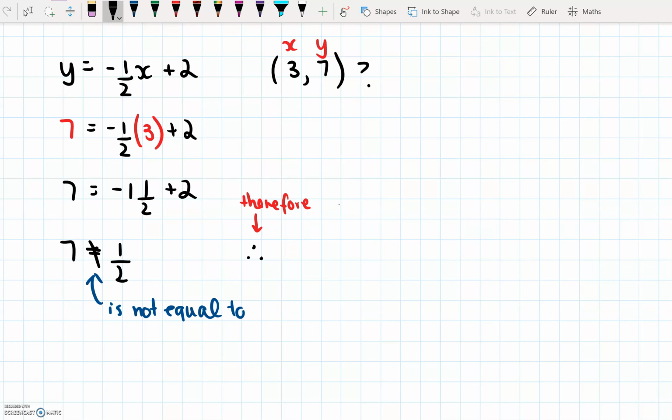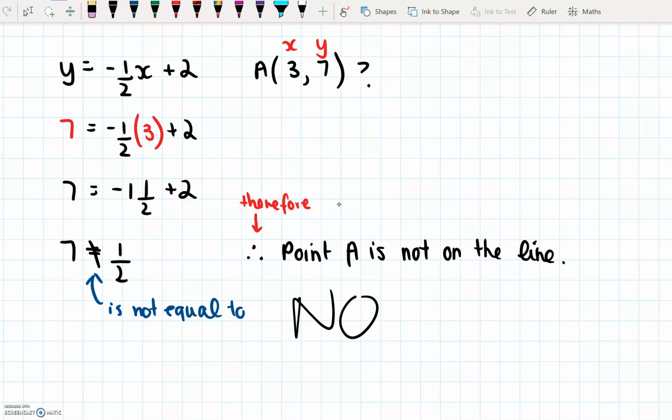Let's say it was point A. Therefore, point A is not on the line. I expect to see you writing something like this properly. I don't want to see "no." If you write no, that's not an answer. I want to see you write this properly.